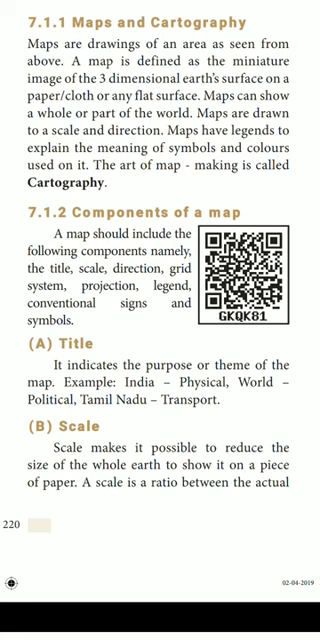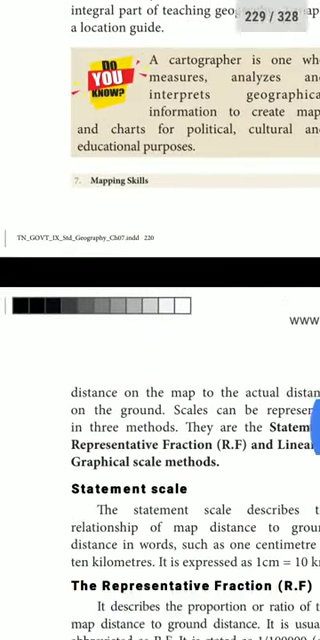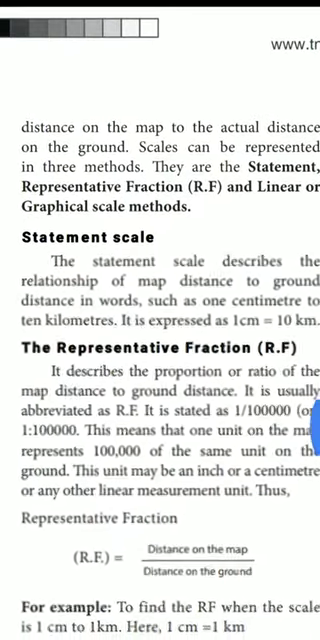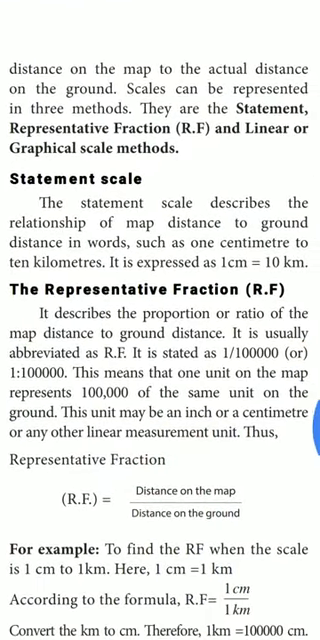Next one is the scale. Do you know about the scale? Scale makes it possible to reduce the size of the whole earth to show it on a piece of paper. What do you know about the scale? A scale is the ratio between the actual distance on the map and the actual distance on the ground. What do you know about the scale? A scale is a ratio between the distance on the map and the actual distance on the ground.